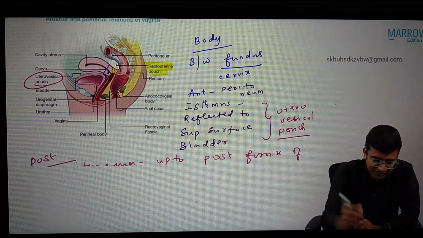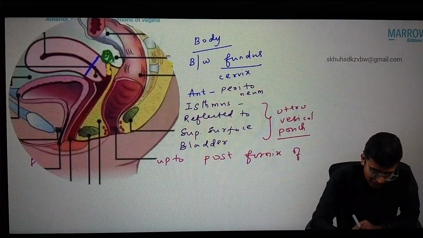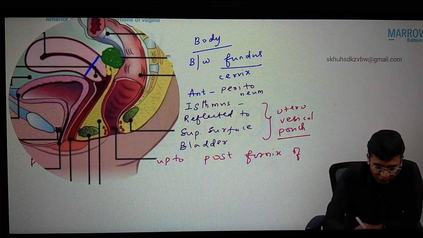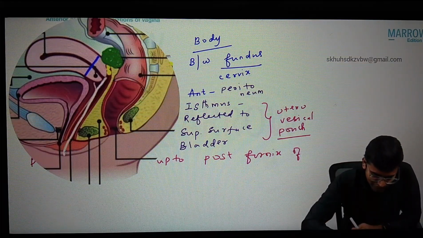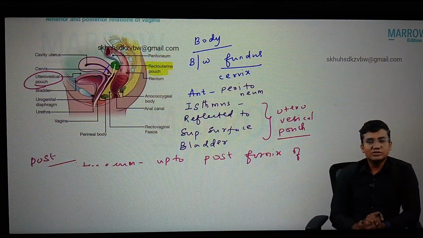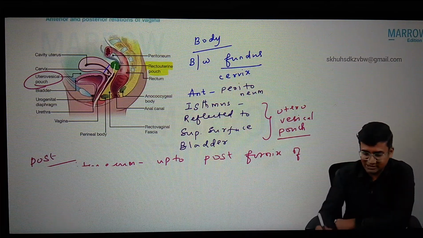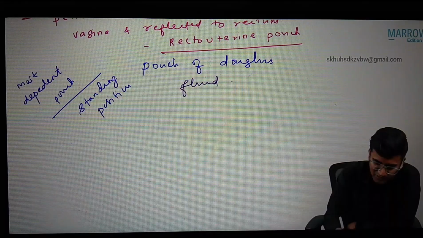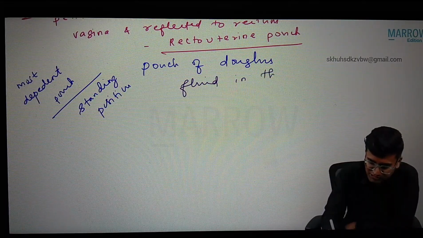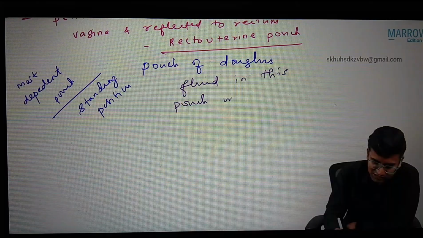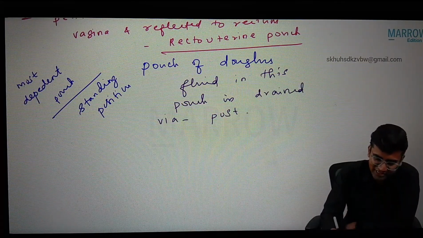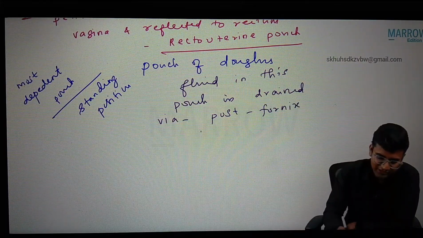Now, this patient is having some fluid in the pouch of Douglas. How to drain this fluid? If you pass the needle via the posterior fornix, then easily you will get access to the recto-uterine pouch or pouch of Douglas. So please remember, fluid in the pouch of Douglas is drained via the posterior fornix of vagina.